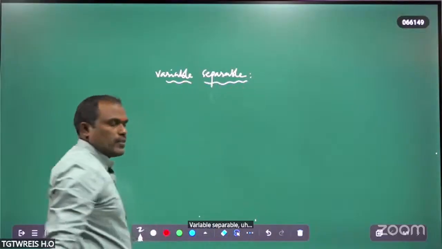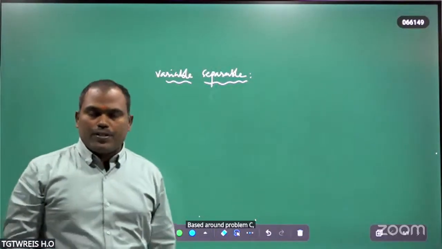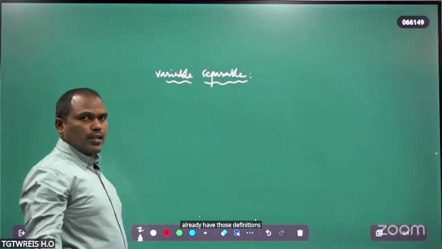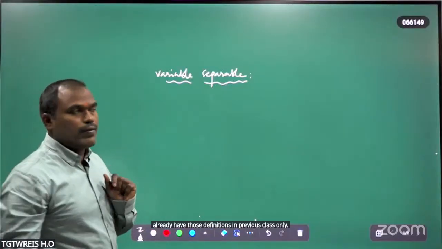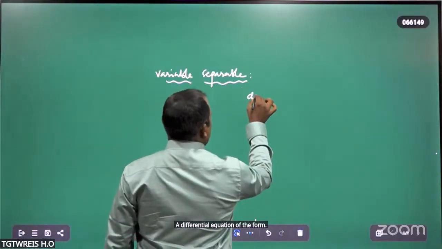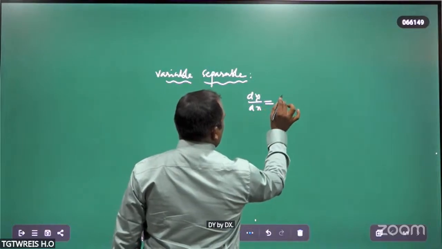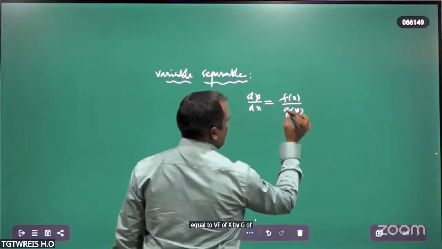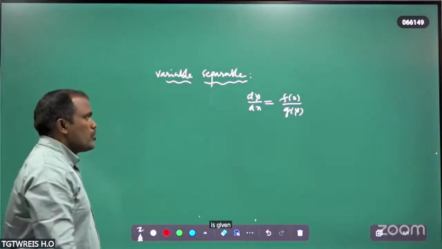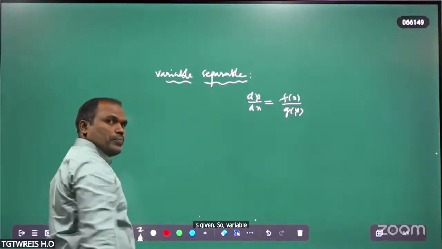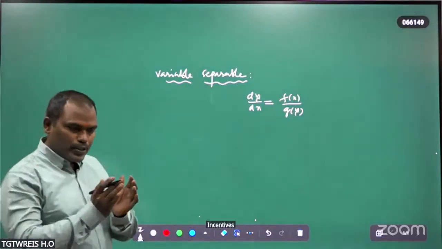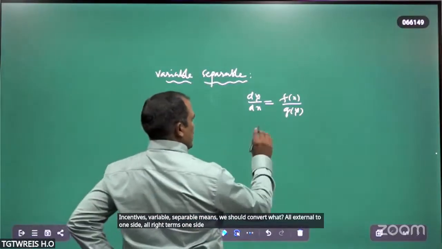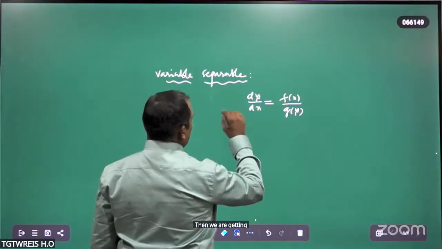Variable separable based on problem. A differential equation of the form dy by dx equal to f of x by g of y is given. Variable separable means we should convert all x terms to one side and all y terms to one side, then integrate on both sides, and then we get the answer. That is what variable separable means.